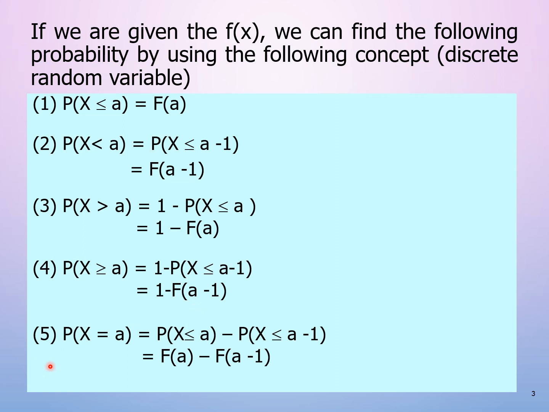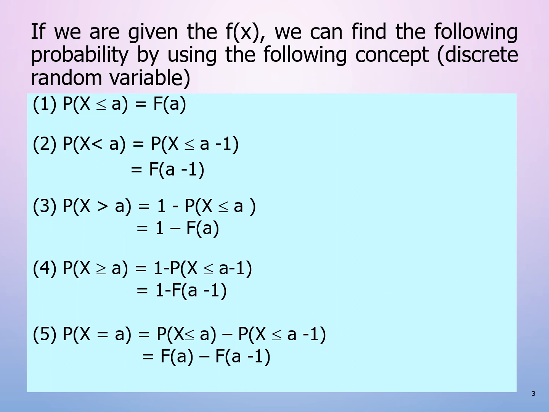Okay, then number 5, we have probability X equal to a, which is equal to probability X less than or equal to a minus probability X less than or equal to a minus 1, where this probability over here is actually F(a), or cumulative of a. This is number 1, right? You can see over here it is actually number 1. And this one, probability X less than or equal to a minus 1, is actually number 2 over here, which is equal to F(a minus 1). So you have to memorize or remember these 5 rules.